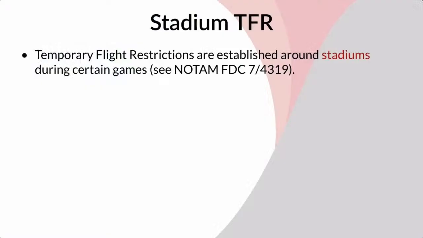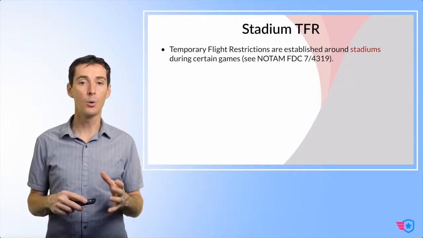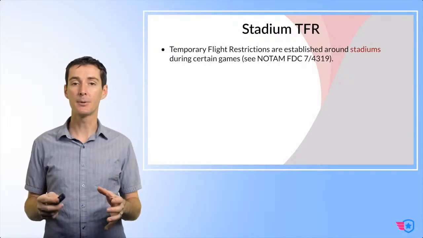Two different types of TFRs that I want to talk about more specifically because these are what's going to get you as a drone pilot. The first one is called a stadium TFR. A stadium TFR is a TFR that's put around stadiums during certain types of games or sporting events. If you want more information on this, there's a NOTAM that's been issued just for this.